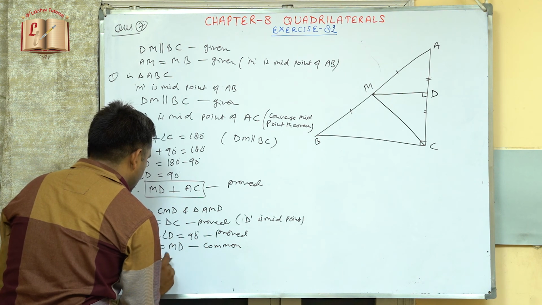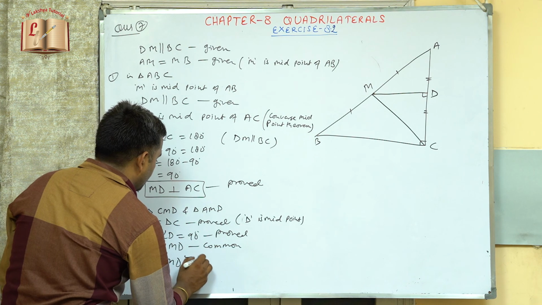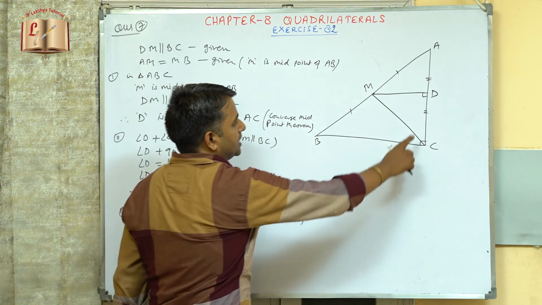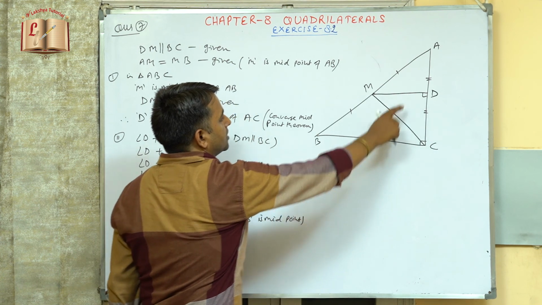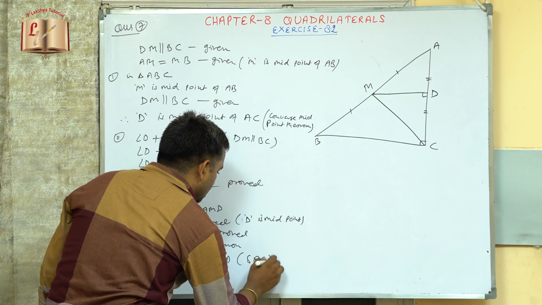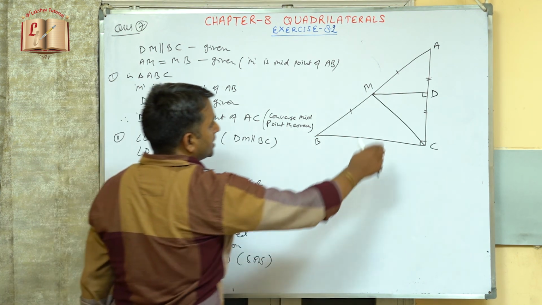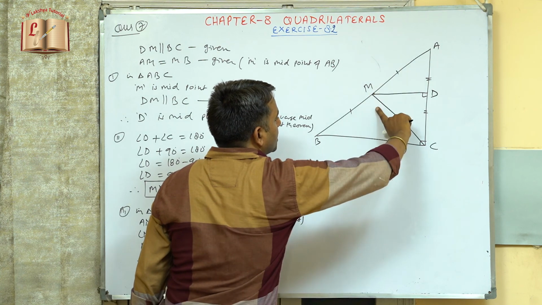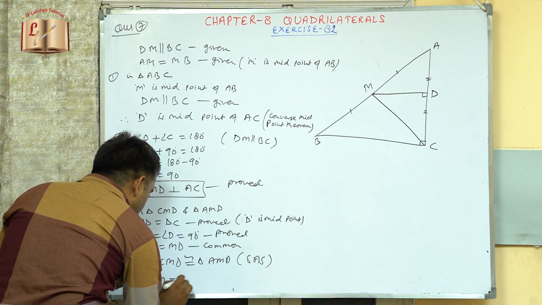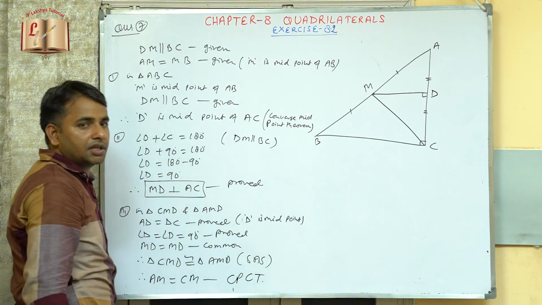Therefore triangle CMD is congruent to triangle AMD. This is by side angle side congruency. So once these are congruent, I can say that AM is equal to CM. Therefore AM is equal to CM. This is by CPCT.